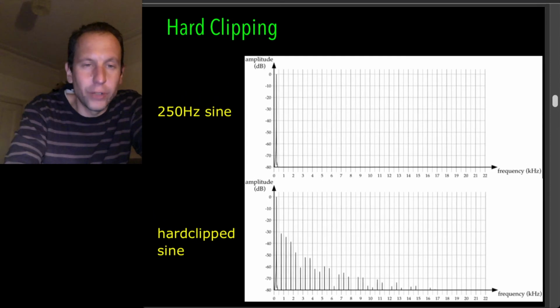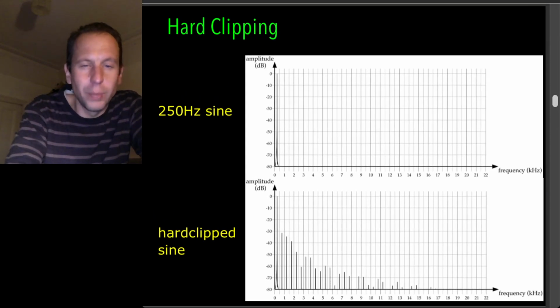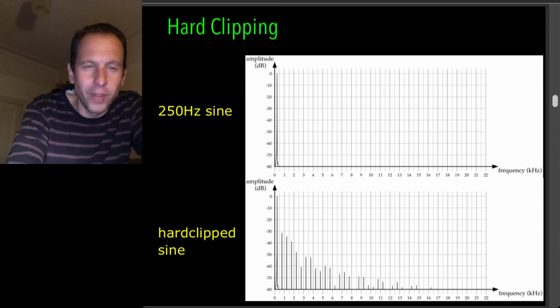Here is the spectral plot of what happens with hard clipping. Maybe difficult to read, maybe difficult to even spot the fact that there is a 250 Hz sine wave just at the bottom of the top graph, one vertical bar, and the rest nice, neat, and empty. And then when you hard clip it, you get all these harmonics popping up. And if you watch really carefully, you might notice that the 250, the original one, evidently stays there.